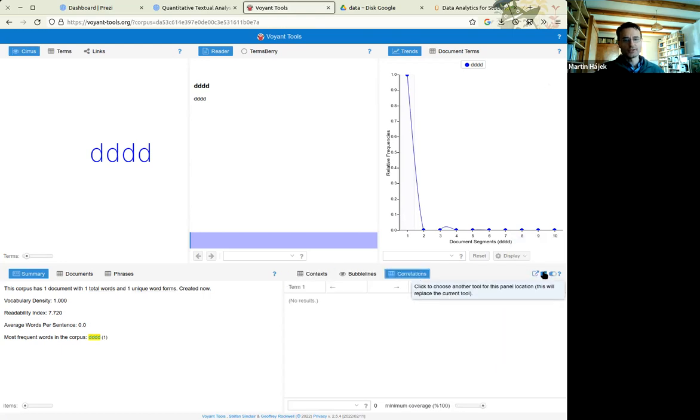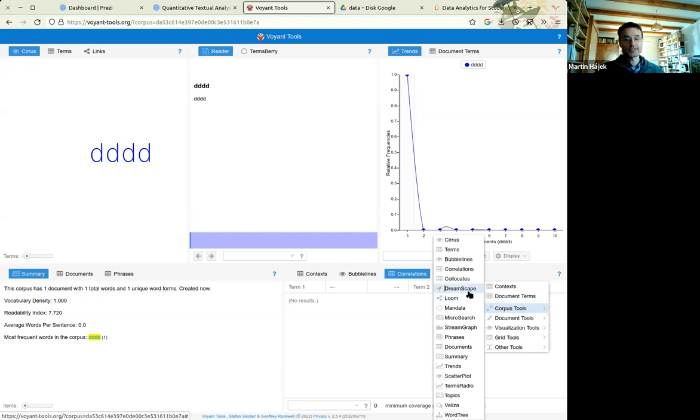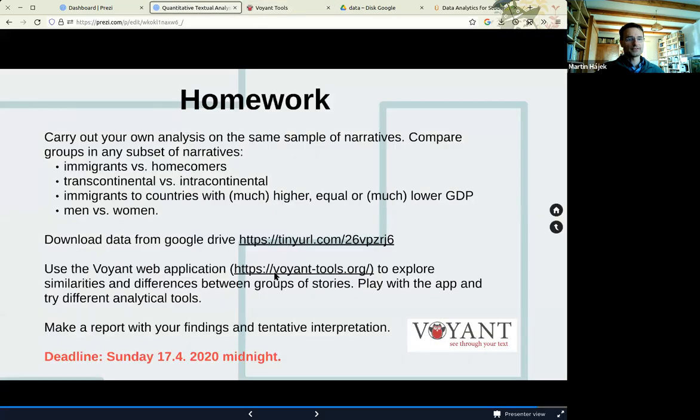If you go here, you can look for others. Dreamscape is about geographic location. So just play with the application to explore similarities and differences, and make a report on what analysis you tried and what you have done, and send it to me by email.